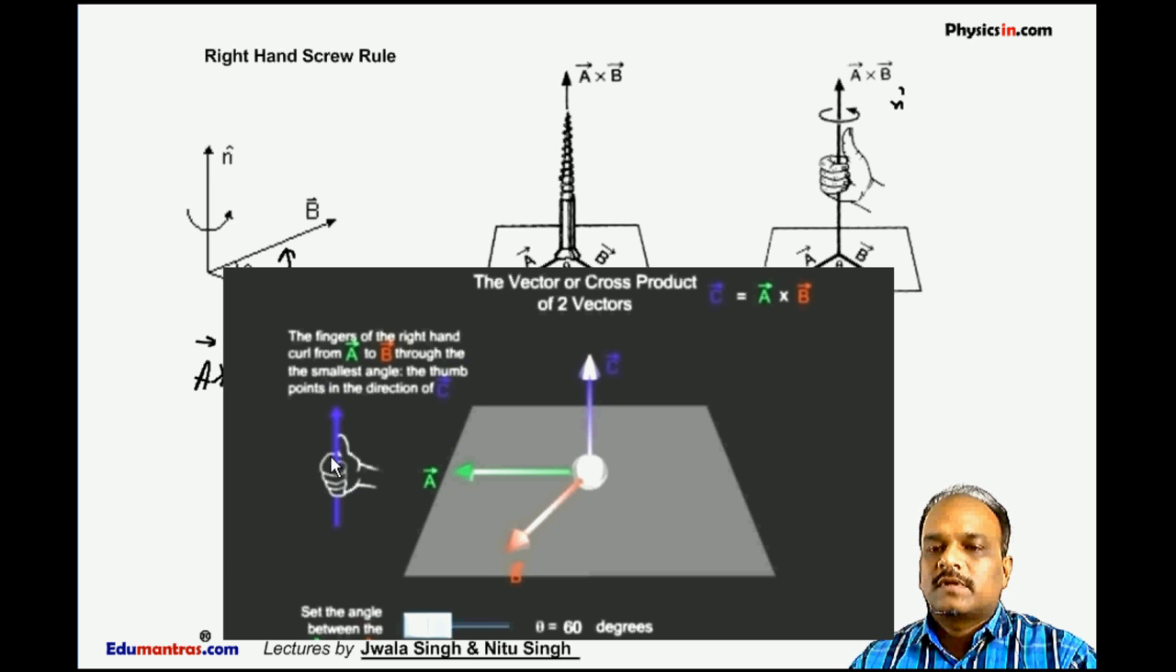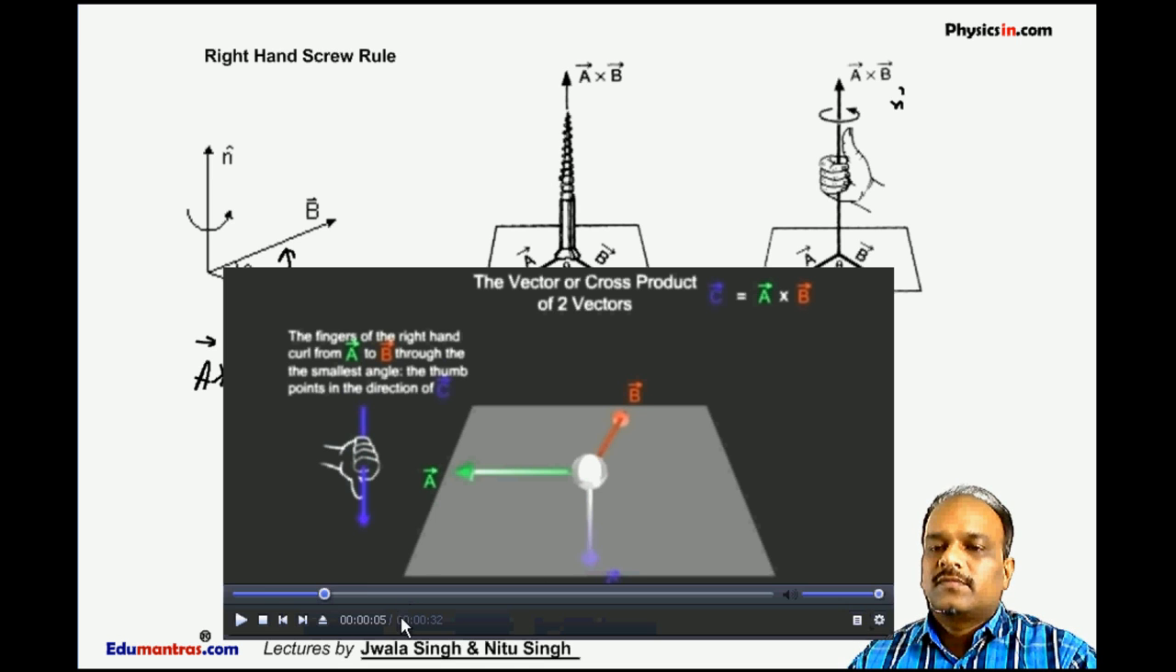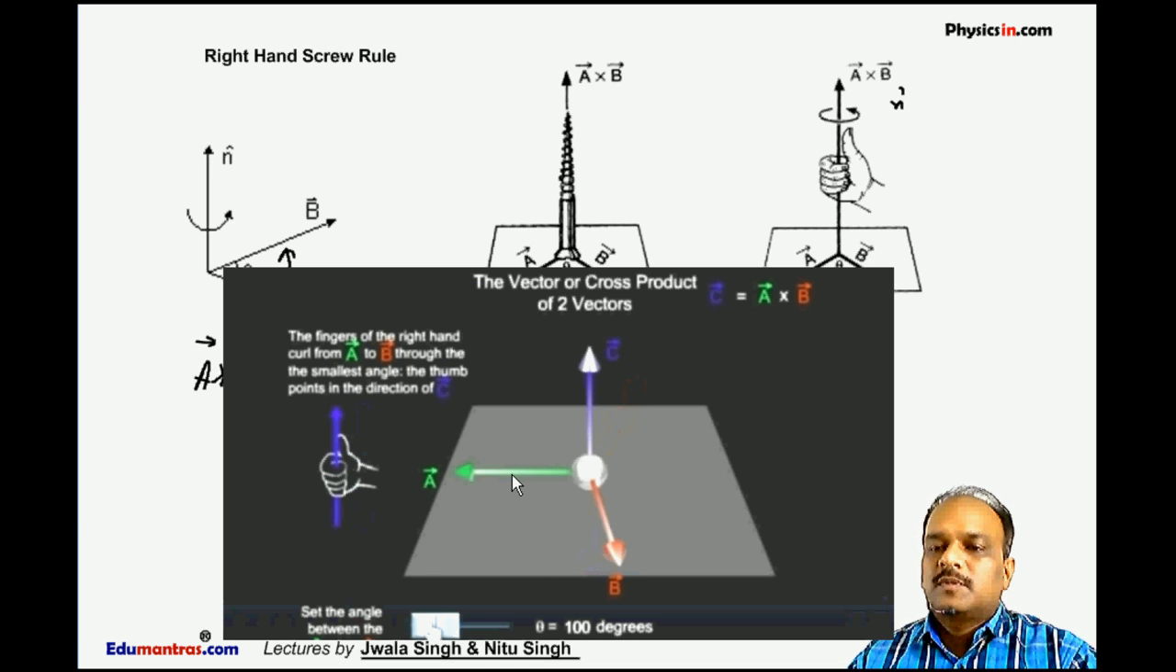See the rotation of finger in this figure. I will rotate this A towards B. So here is A cross B. I will rotate this A towards B. Then the thumb will go downward, and that is the direction of n cap. A cross B means we have to rotate A in this direction. In that situation, the thumb will point upward, and this is the direction of n cap.